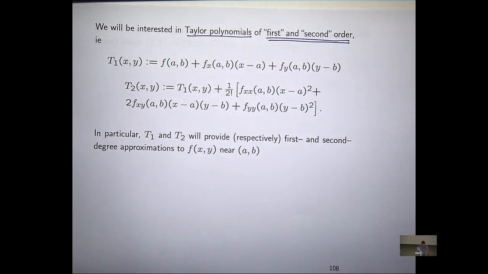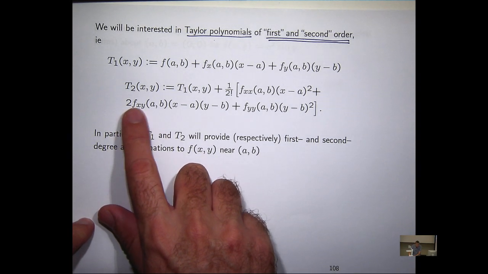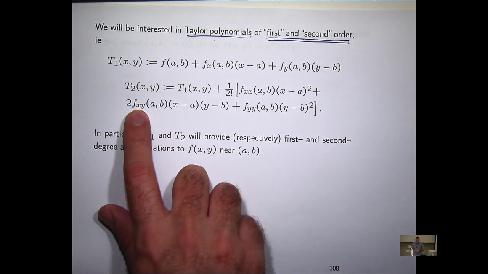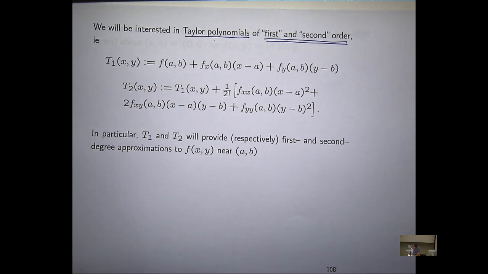So T sub 1, T sub 2. There's a lot of partial derivatives to calculate in there. I'm also assuming that the mixed partials commute. That's why I've got this 2f sub xy, not f sub xy plus f sub yx. So throughout, you can assume that whenever you're calculating these Taylor polynomials, the partials do commute.